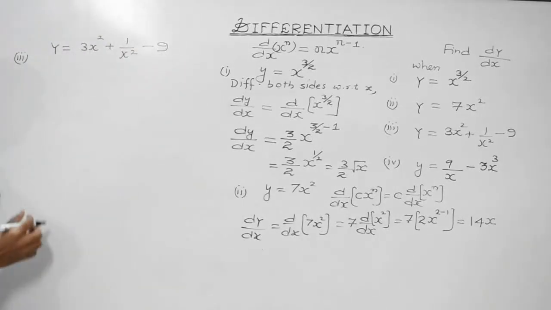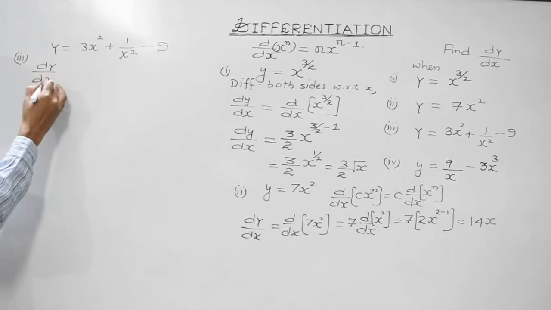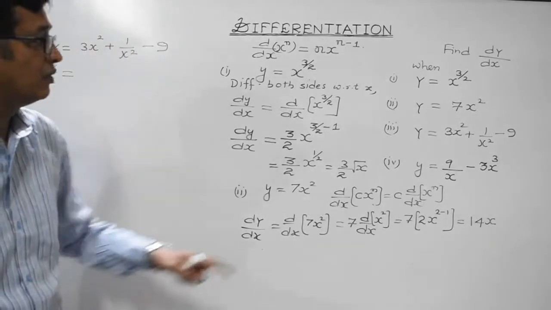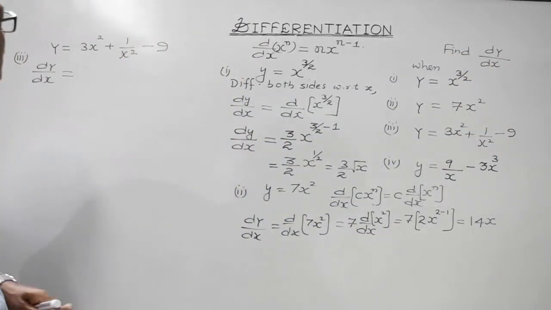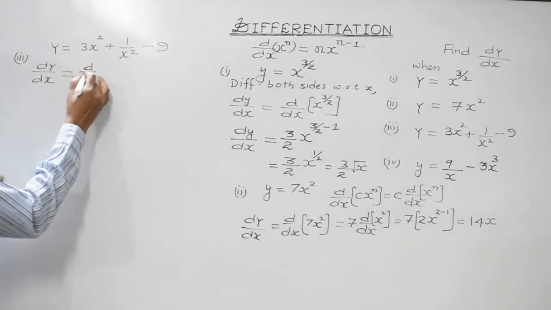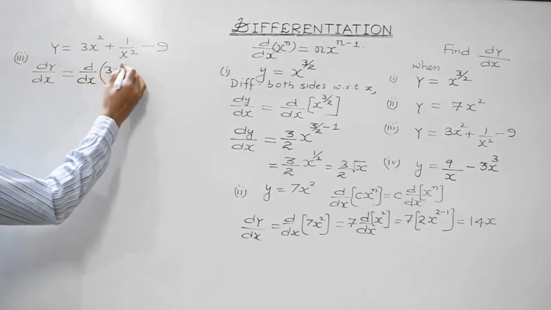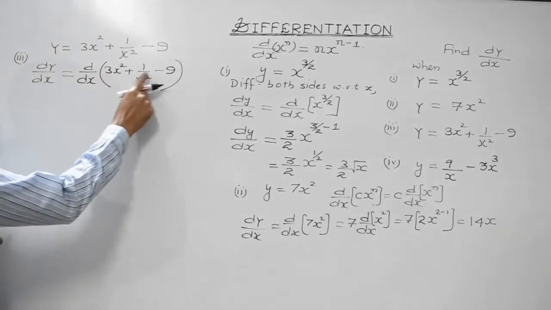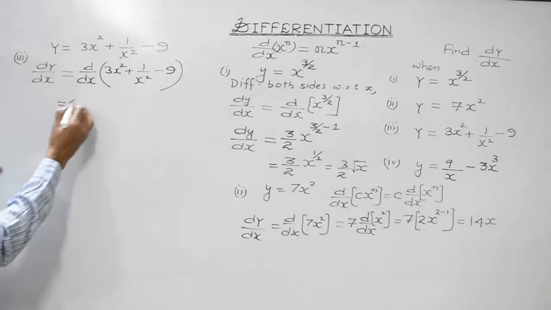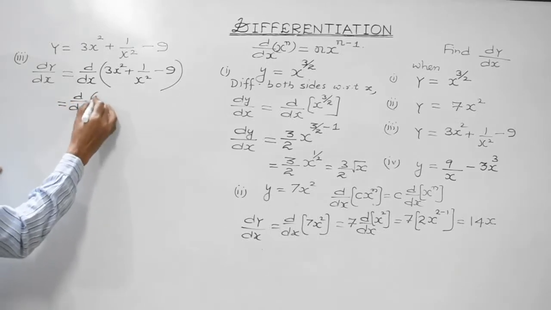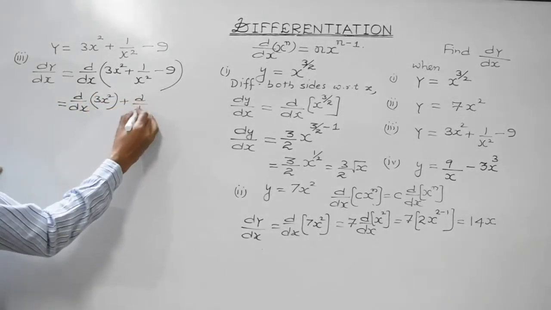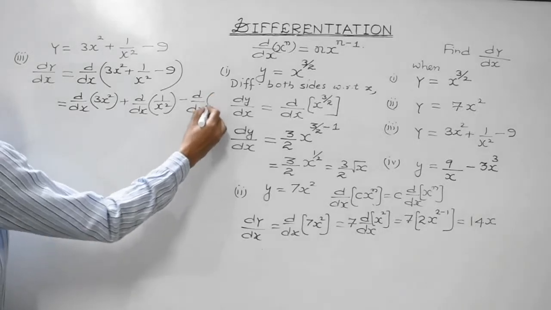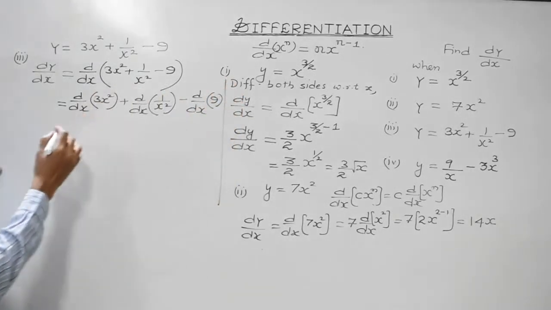Differentiating both the sides with respect to x, what do you get? dy by dx. In case we differentiate it with respect to time, then we get dy by dt. Here we are supposed to find dy by dx in each of these cases. So what to do is d by dx 3x square plus 1 by x square minus 9. Now all these are functions of x. So it can be divided, d by dx, bracket can be opened up, plus d by dx 1 by x square minus d by dx 9. 9, students, is constant. Okay.